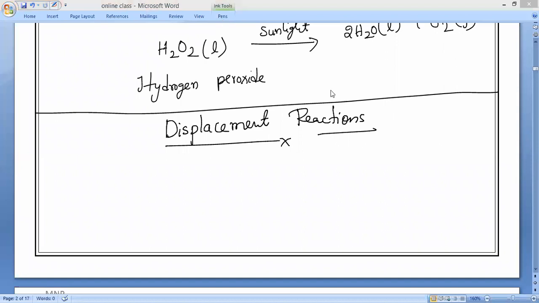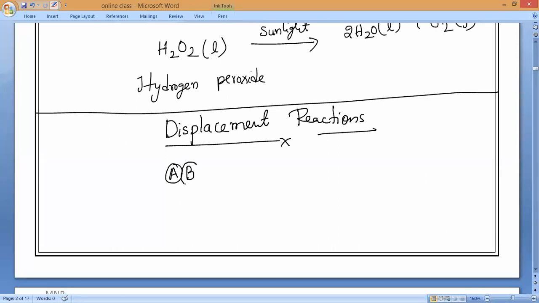Now, displacement reaction means very simple. For example, imagine A is the Pradosh and B is the Elmukel. They are already in combined state. So is it a compound or an element? Compound. Now, here, Monish will come and reaction will take place.